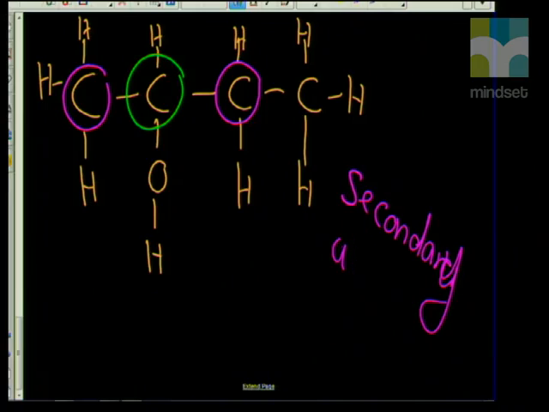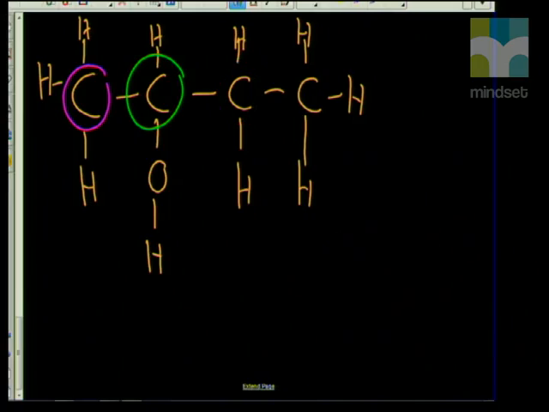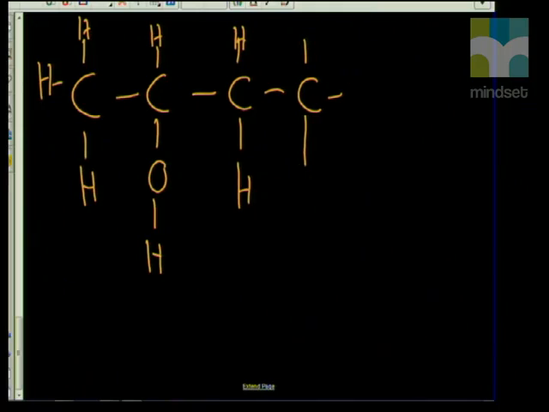Let's see if we can do it with this board. That was the secondary. Let's move our hydroxyl, I'm making that error too many times, but it looks like that's grouped together. I'm just going to use the eraser.